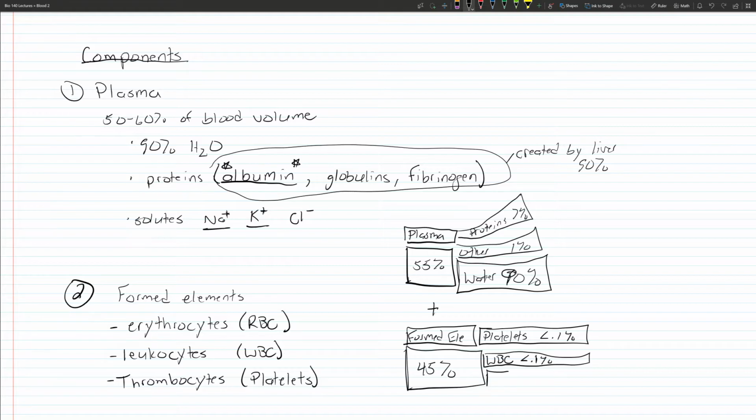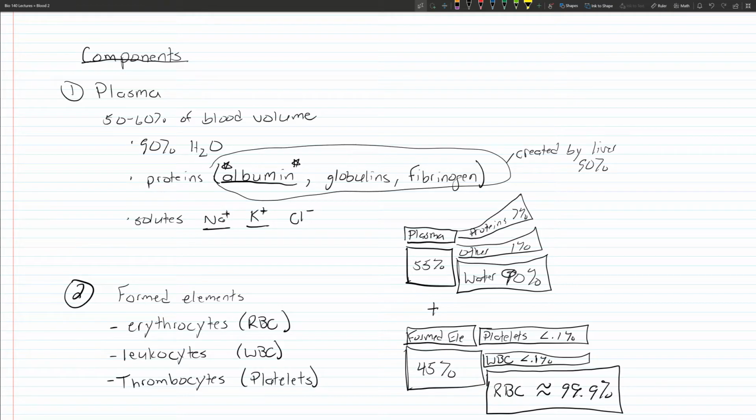And then we have the big one of all, RBCs. Actually 99.9% if you want to get really technical. Actually, no. We're just going to say approximately 99.9%. Okay. So of the formed elements, your red blood cells make the majority of what we're dealing with.